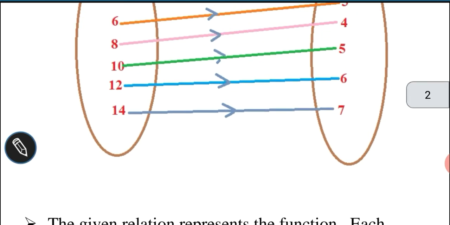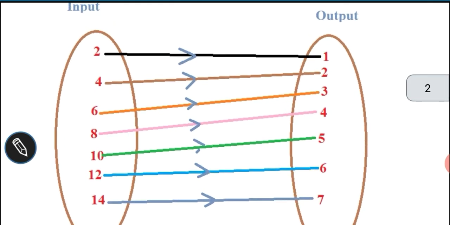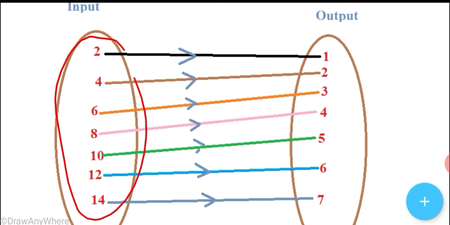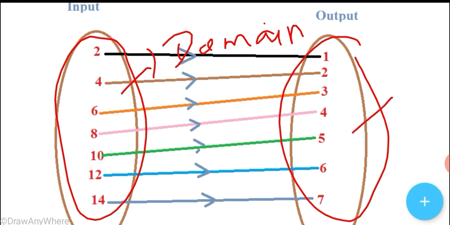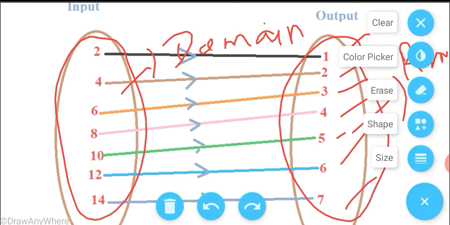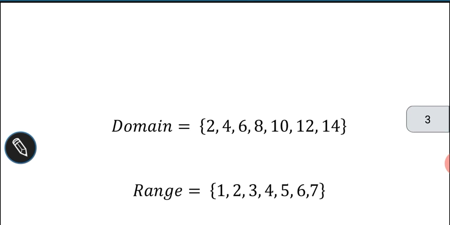The input is the domain. So in the domain we have 2, 4, 6, 8, 10, 12, 14. On the output side we have the range. Each number in the output is associated with an input. So we have range 1, 2, 3, 4, 5, 6, 7. So the domain is 2, 4, 6, 8, 10, 12, 14 and the range is 1, 2, 3, 4, 5, 6, 7.